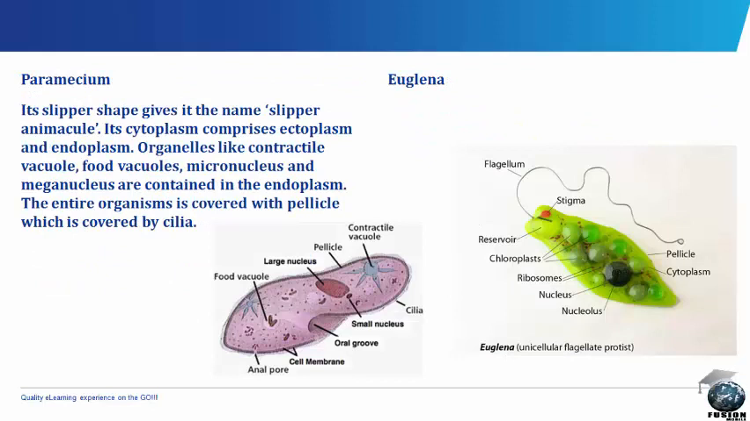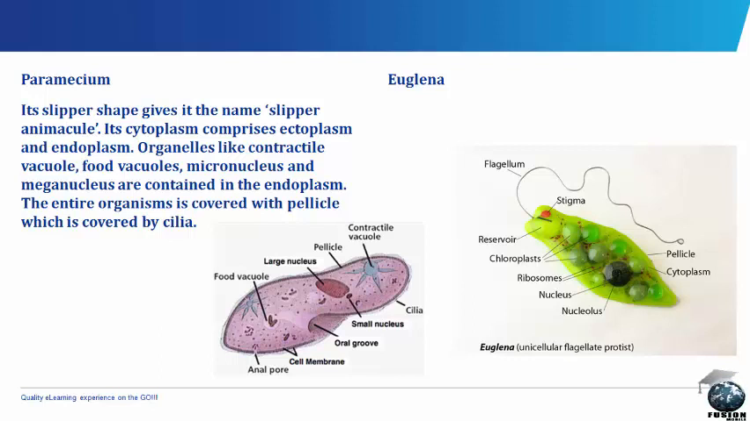The paramecium. Its slipper shape gives it the name slipper animalcule. Its cytoplasm comprises ectoplasm and endoplasm. Organelles like contractile vacuole, food vacuoles, micronucleus, and macronucleus are contained in the endoplasm. The entire organism is covered with pellicle, which is covered by cilia.